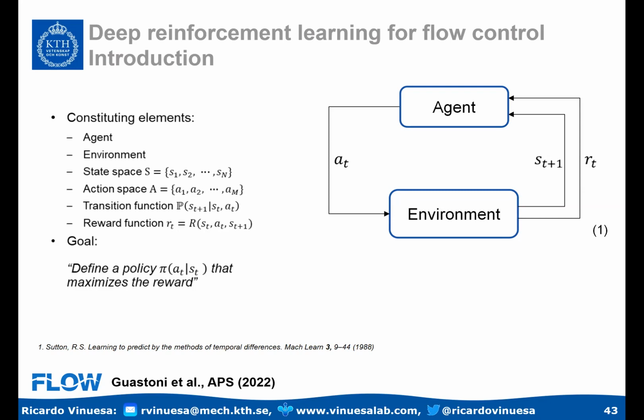The idea is the following. In the reinforcement learning framework, you have an agent, which in this case would be the neural network, which is interacting with the environment, and the environment would be the CFD solver that contains the flow that we're looking at.